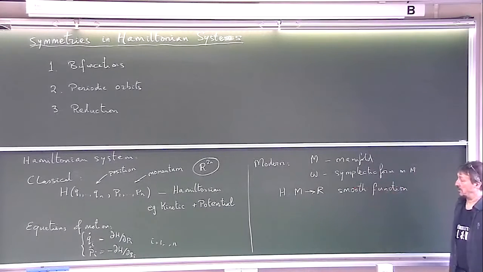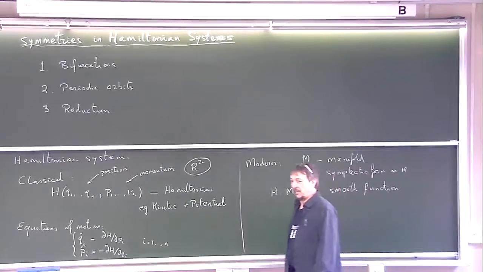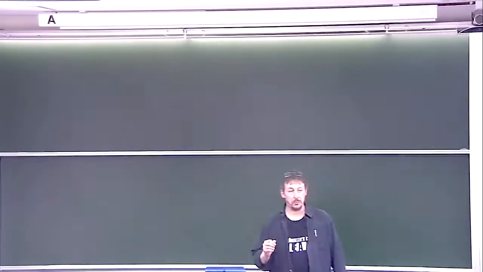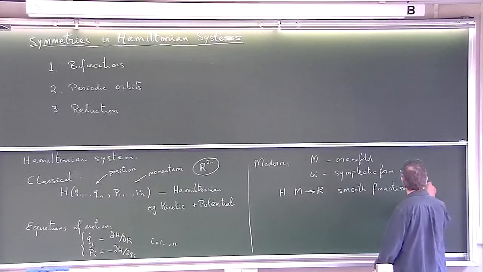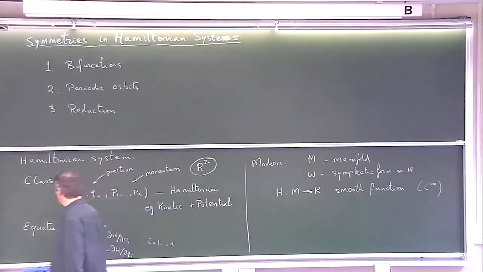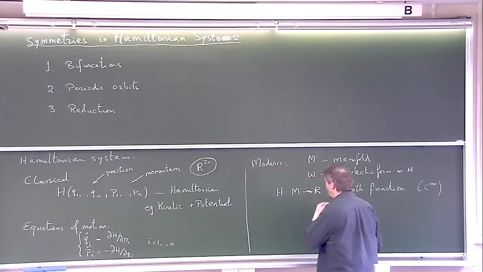H, again, the Hamiltonian is a smooth function. Smooth could mean C2, C3. There's a famous paper of Moser where he assumes it's C333, I think, for the KAM theory. Or C infinity, so then I don't worry about how many times it's differentiable. Many theorems are proved for analytic Hamiltonians.